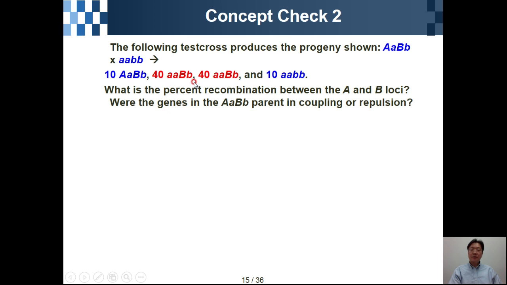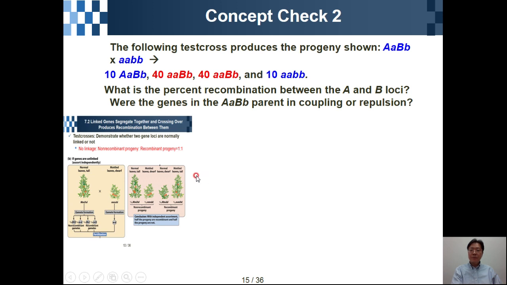For example, if there is no linkage, the ratio would be 1 to 1 to 1 to 1. But the ratio is not 1 to 1 to 1 to 1. It means that the genes A and B are linked to each other. So the question was whether the alleles in the large A, small a, large B, small b parents are in coupling or repulsion.